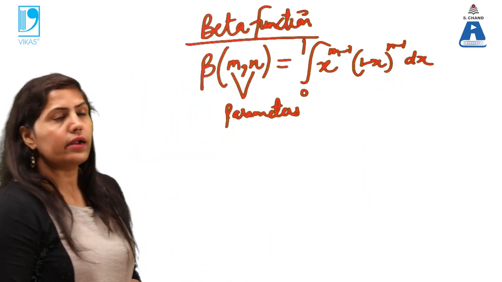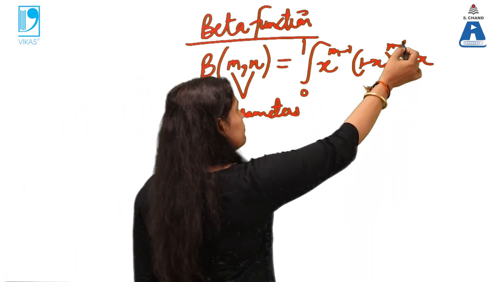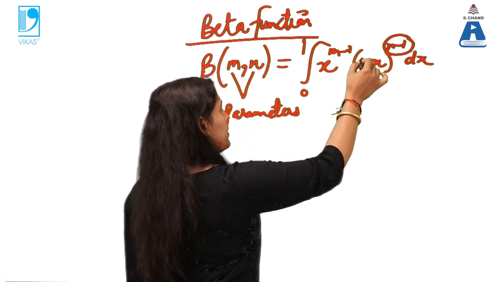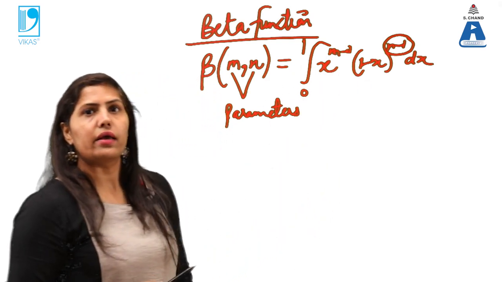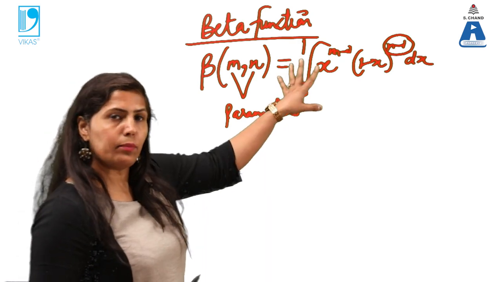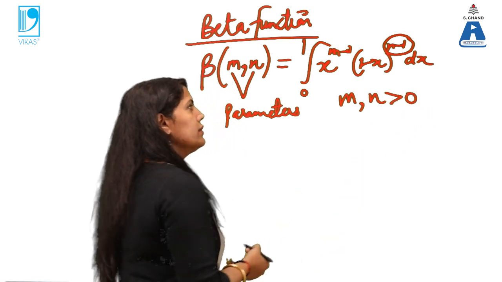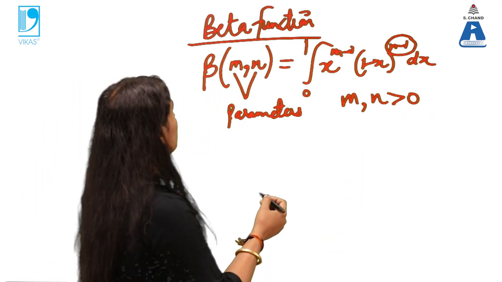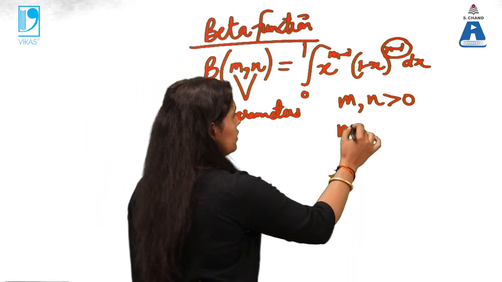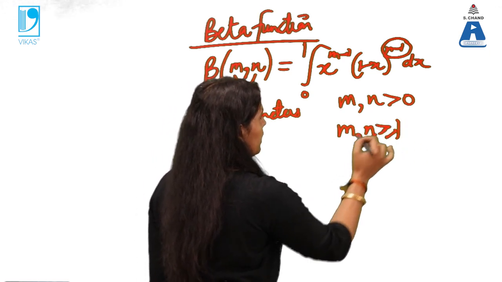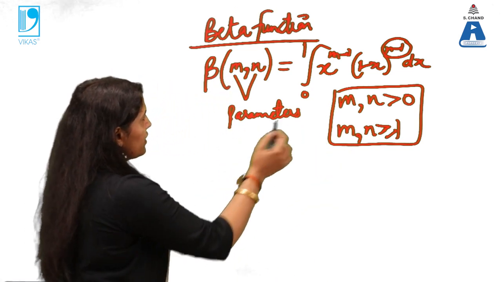If I am not putting any condition on m and n, you see when I am substituting 1, 1 minus 1 is 0, if this value is negative, it will become an improper integral. If I am substituting 0 and m minus 1 is negative, it will become improper. So, I put a condition, and the condition is that m and n are greater than 0. In other words, m and n greater than or equal to 1, both expressions are the same. Now, this is beta mn.